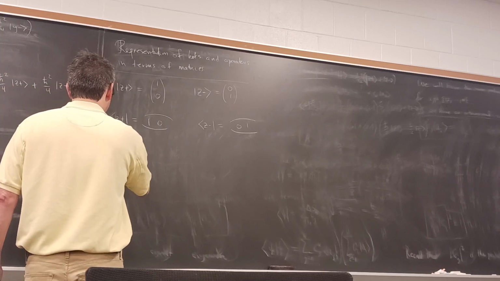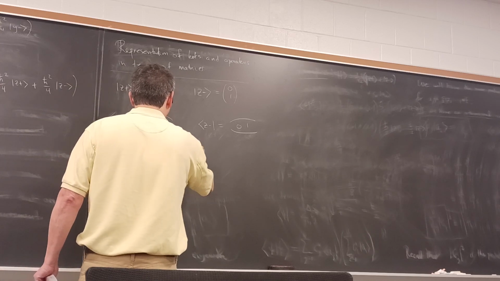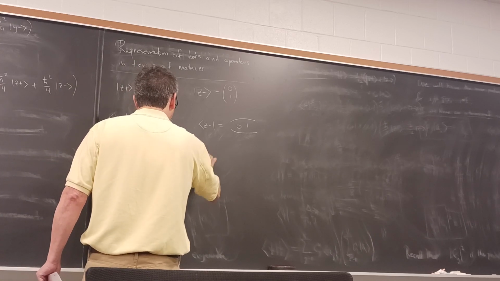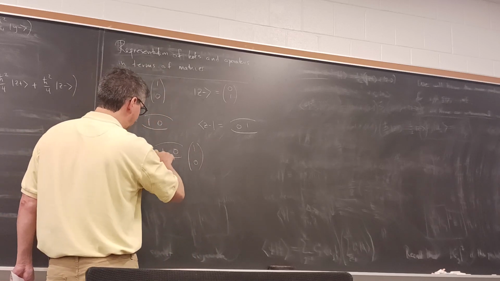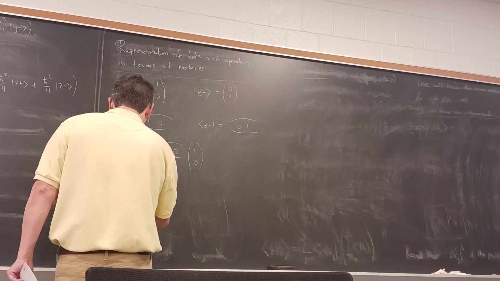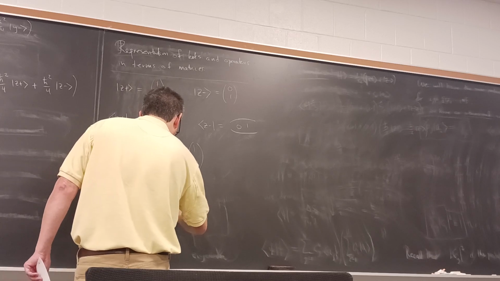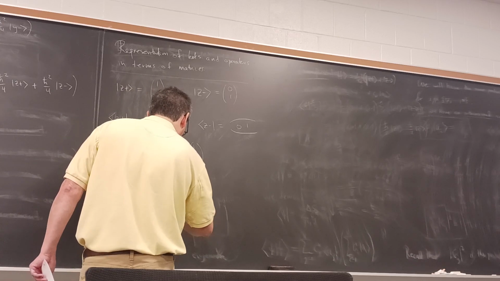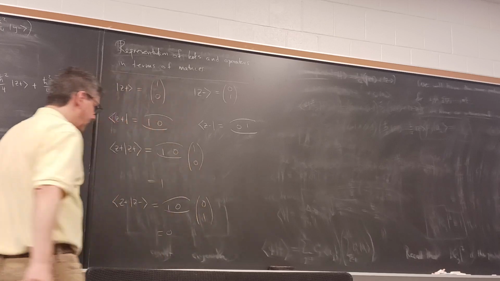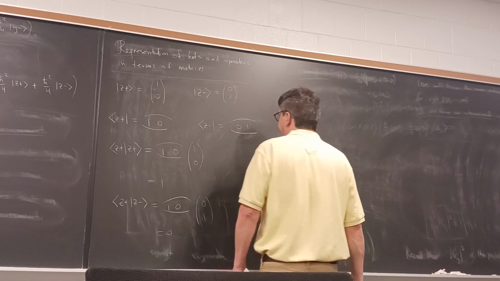So the inner product of z plus with z plus, written in terms of matrices, is like this. So I go across and down. So this is just 1, and then z plus with z minus would be 1, 0 times 0, 1, so I would just get nothing. Okay, does everybody see the matrix multiplications there? Okay. All right, so that's easy. We just pick the basis states like that.